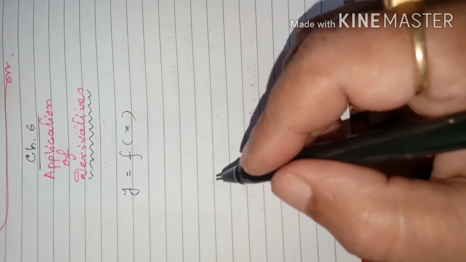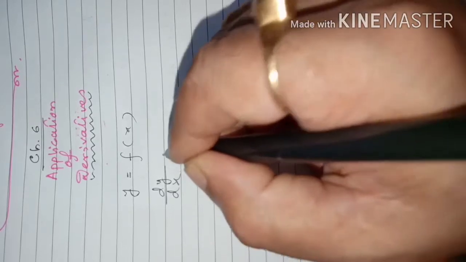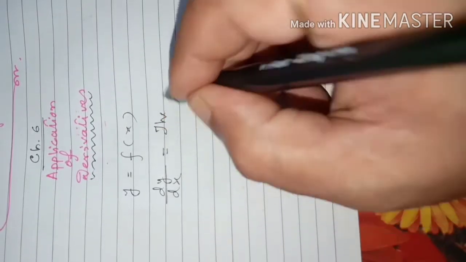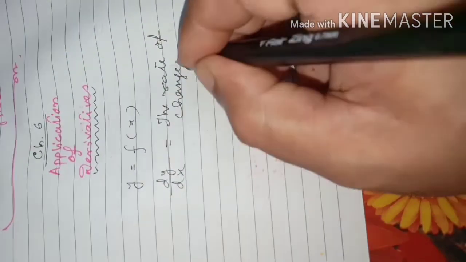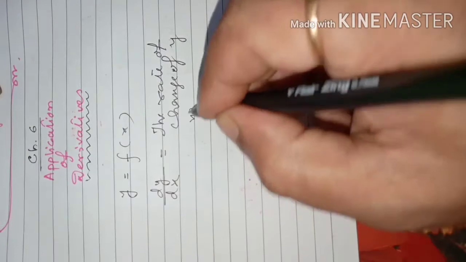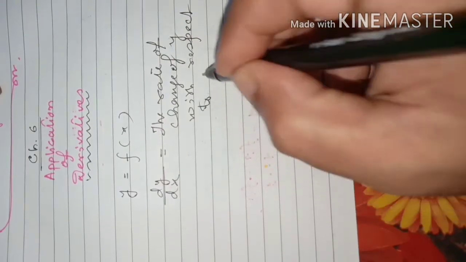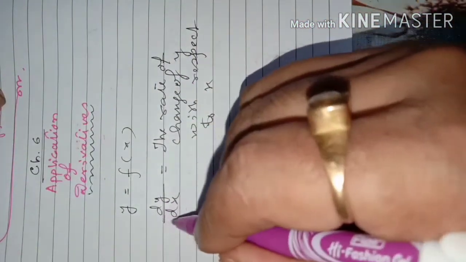See, dear students, y is a function of x, meaning f is a function in x. And when we find its first order derivative, dy by dx, what does this dy by dx actually represent? It represents the rate of change of y with respect to x. So the rate of change of y with respect to x is called dy by dx.